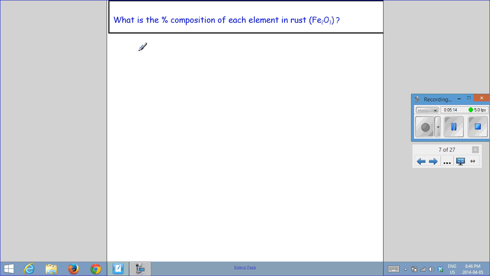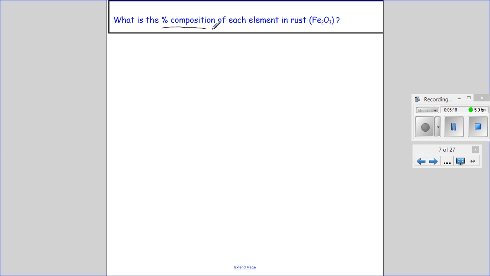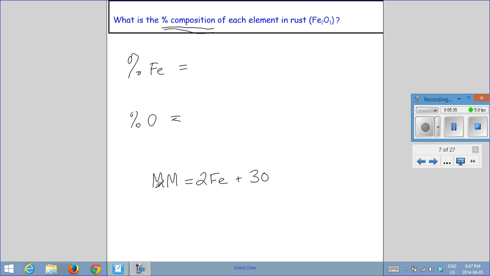The last thing we're going to do is show one more example, finding the percentage composition. Remember that if we don't have data, we have to use our molar masses. In this example, we want to find the percentage composition of iron and of oxygen. We don't have data, so we use molar masses. I've written the molar mass of 2 irons plus 3 oxygens, and I'm just going to add that up.